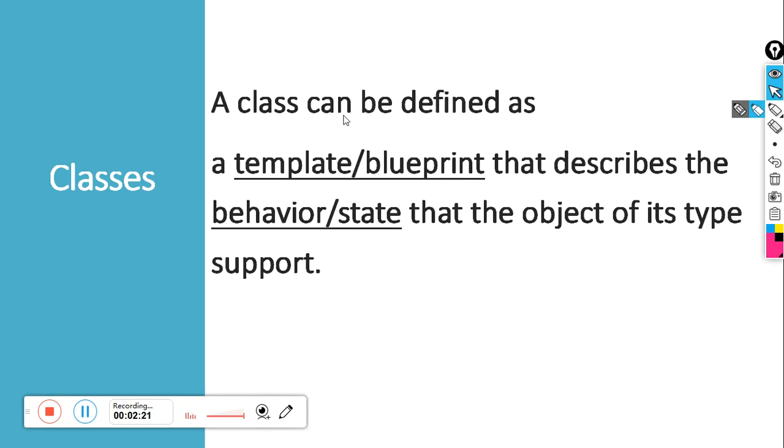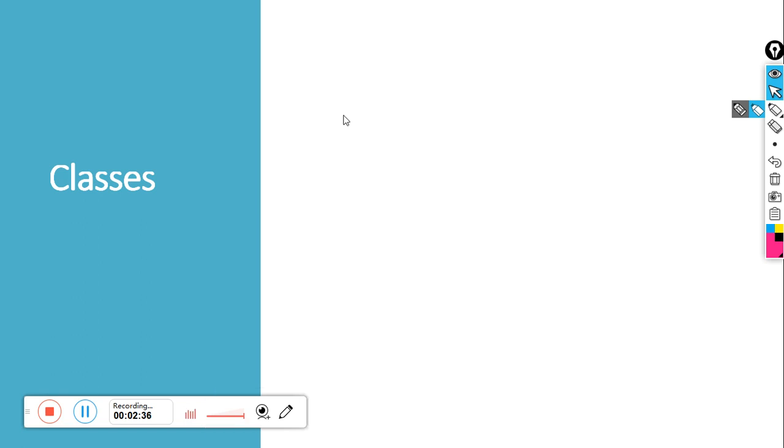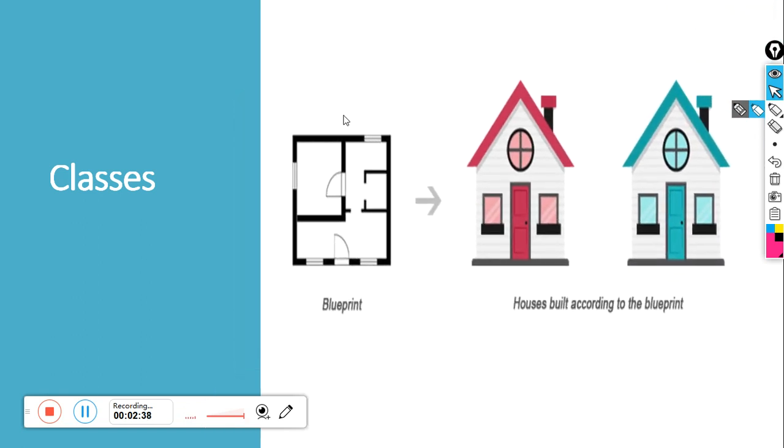Let us have a look at the theoretical definition about classes. Classes are nothing but they are the collection of objects. You can even call them as a template or a blueprint that describes the behavior and state that objects of its type support. Now let us talk about what exactly is a blueprint.